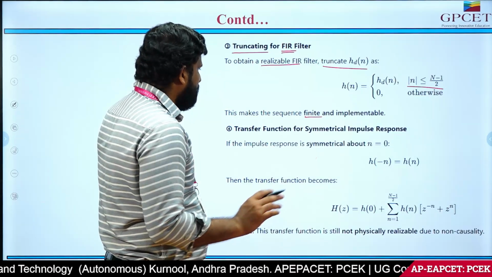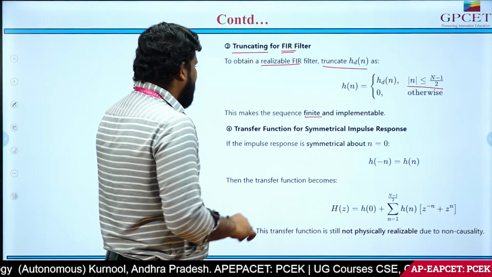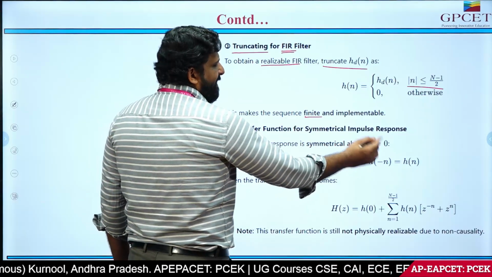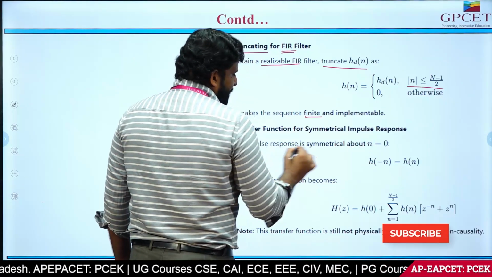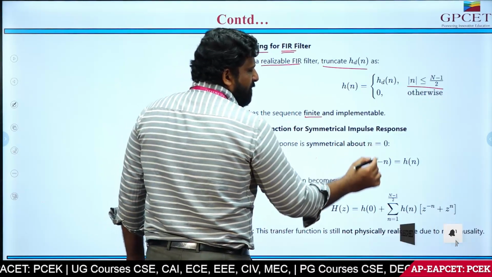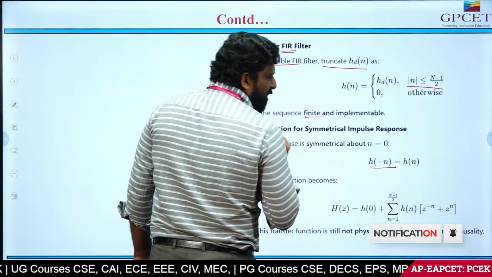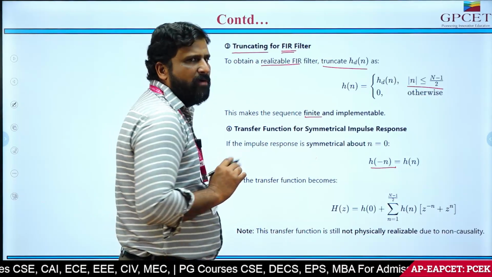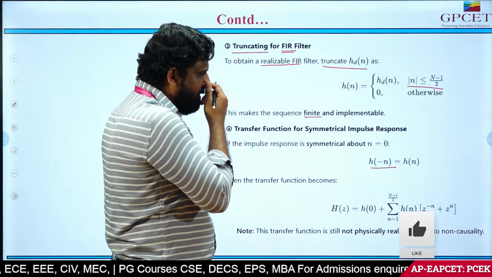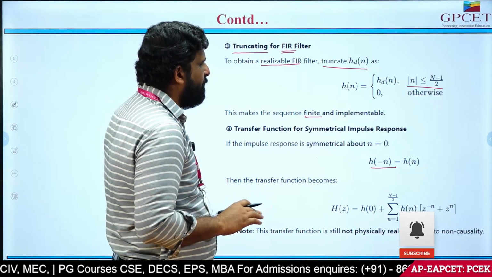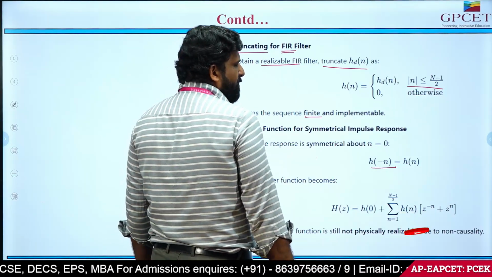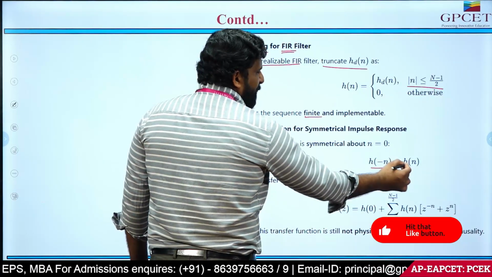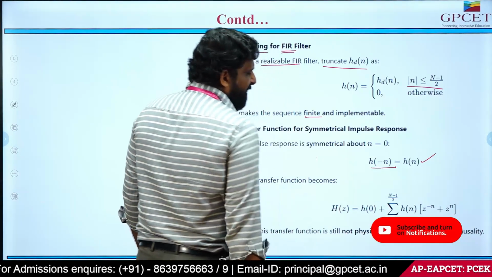Here, one more thing we need to keep in mind. If the impulse response is symmetrical about n equal to 0, then h of minus n will be equal to h of n. This is an important point. While you are doing problems, keep in mind that if it is symmetrical about n equal to 0, then the value of h of minus n will be equal to h of n.